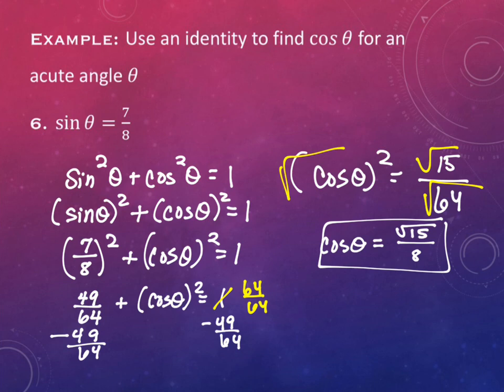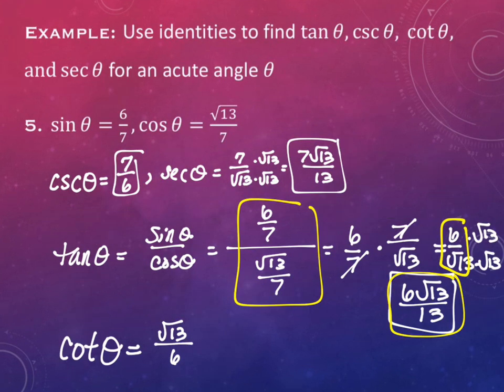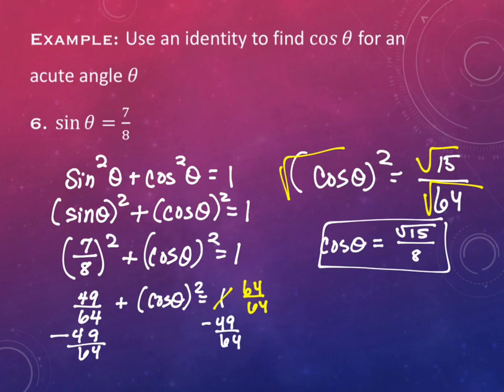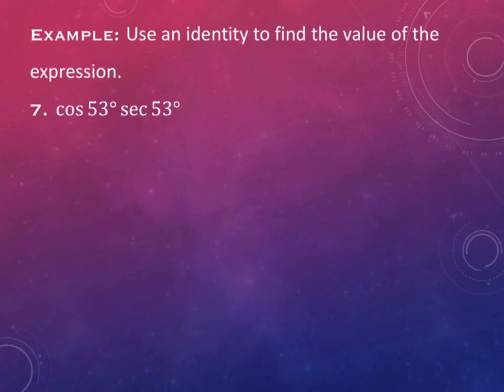Now, this is all we're asked to do here. But notice, I now have sine and cosine just like I did in the last problem. Could I find the other 4? Of course I could. And you might be asked to. All right, we're going to use an identity to find this value. Well, how are cosine and secant related?